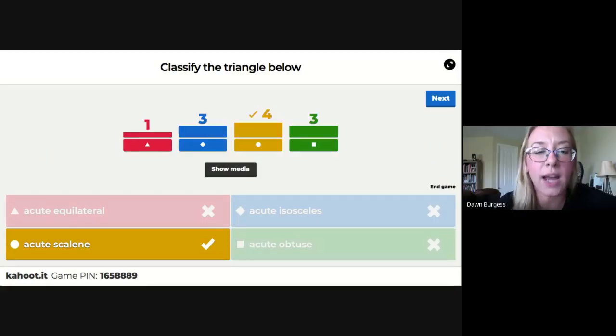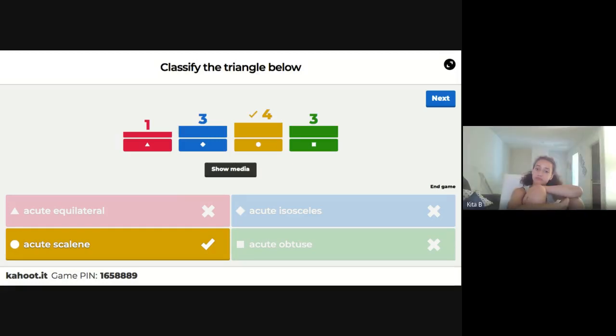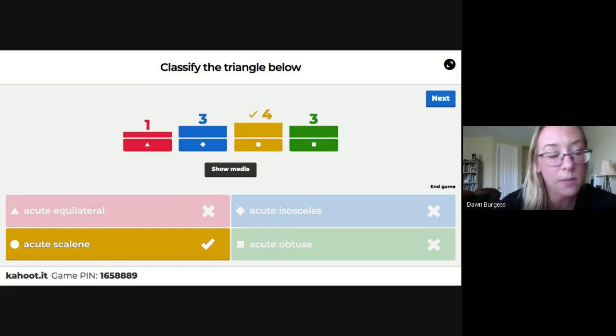Okay, most of you got it. All the angles were acute, right? They were all less than 90, and the triangle was scalene because none of the sides were equal to each other. They were showing you that one was 15, one was 21, one was 22. They were all different lengths, and that's the definition of a scalene triangle. All of the sides are different lengths. None of them are congruent.